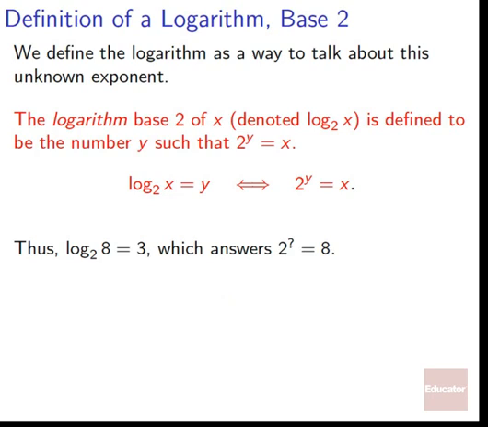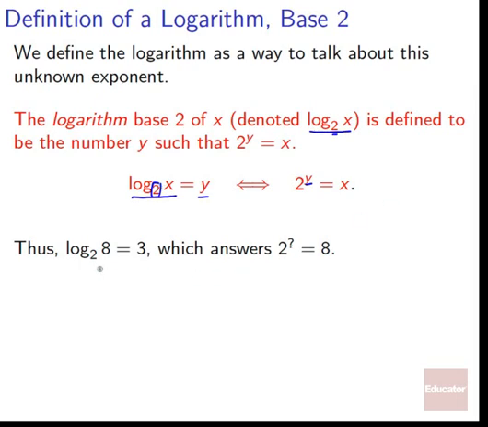The logarithm base 2 of x, denoted log 2 x, with this little 2 as a subscript right here, so log base 2 of x, is defined to be the number y such that 2 to the y equals x. So when we see log sub 2 of x equals y, then we know that that would be 2 to the y equals x. So in other words, when the logarithm goes onto some number, we're trying to figure out what value, if raised to this base here, would become the number that we took the logarithm of.